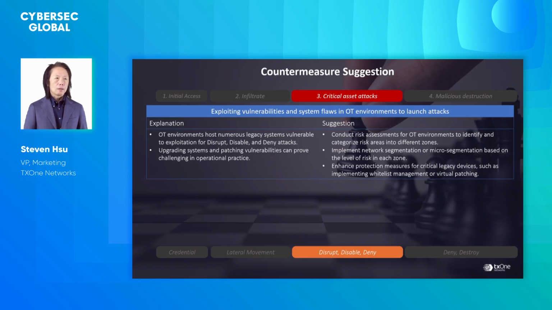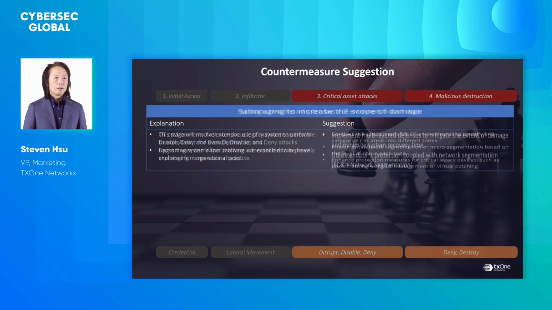So the suggestion here is that we encourage you to do a risk assessment for the OT environment first, to identify and categorize the risk and organize it into different zones for your management. Then you can conduct network segmentation or even micro segmentation based on risk level in each zone. For the critical asset, you cannot deploy security countermeasures due to its nature. Maybe resources are not enough, or computing power does not allow you to perform cybersecurity scanning. So I recommend you implement whitelisting management, for both the network and endpoint. Also, you can consider using virtual patching to protect in front of a critical asset.